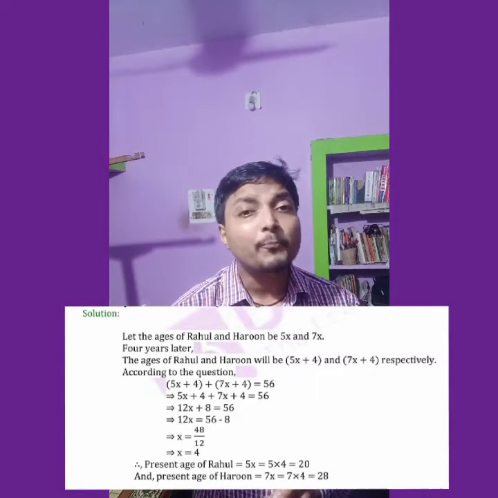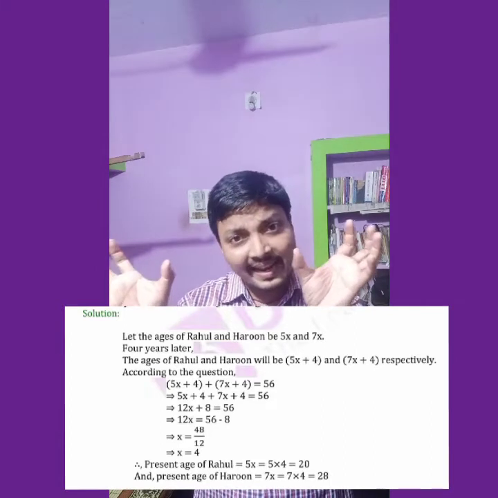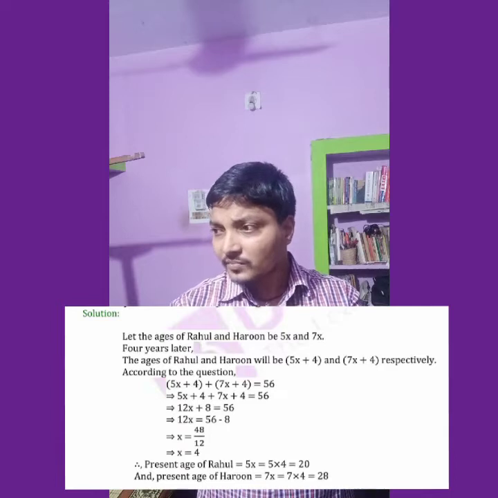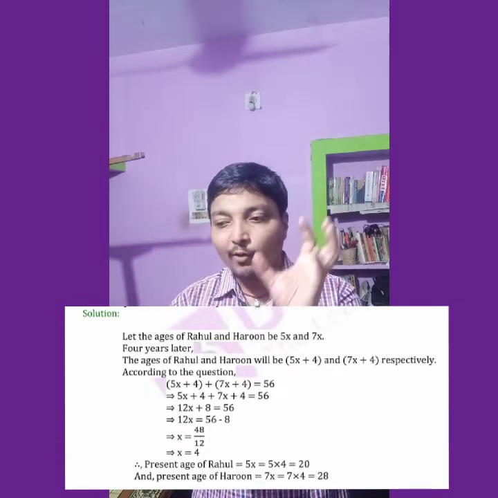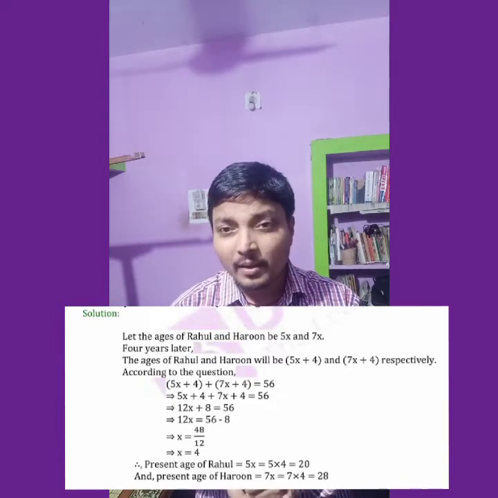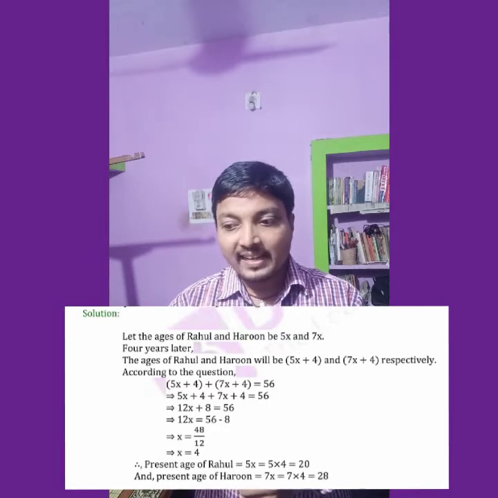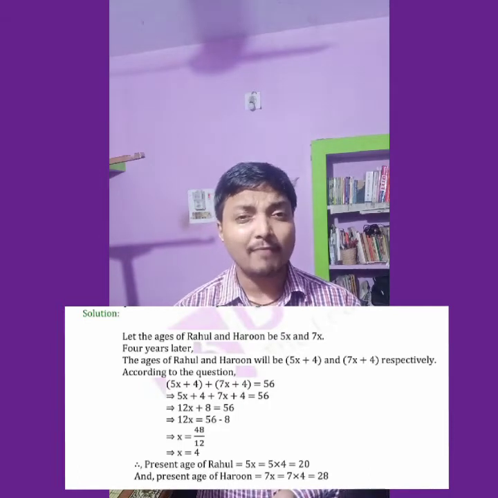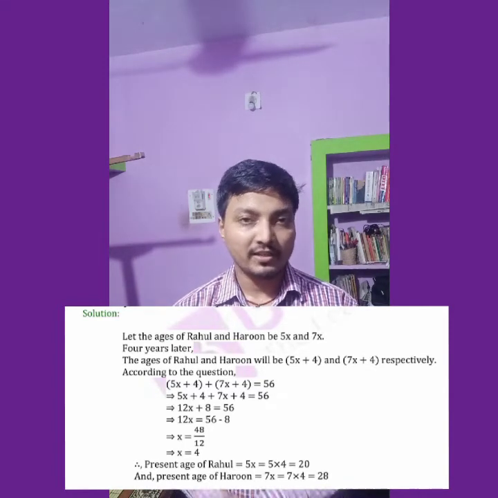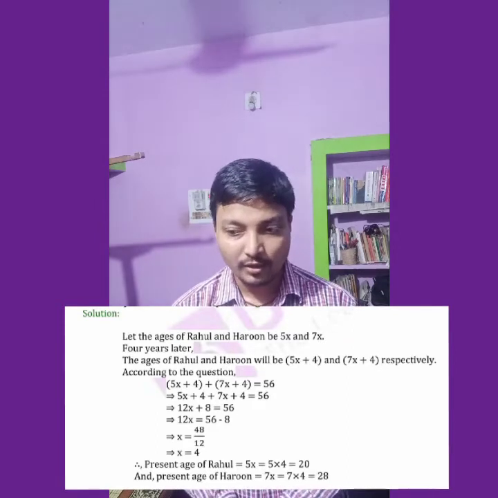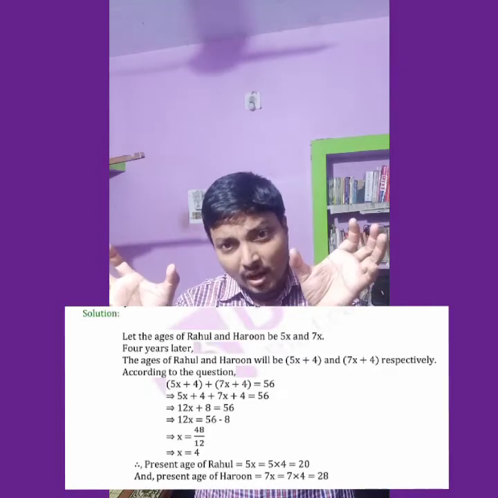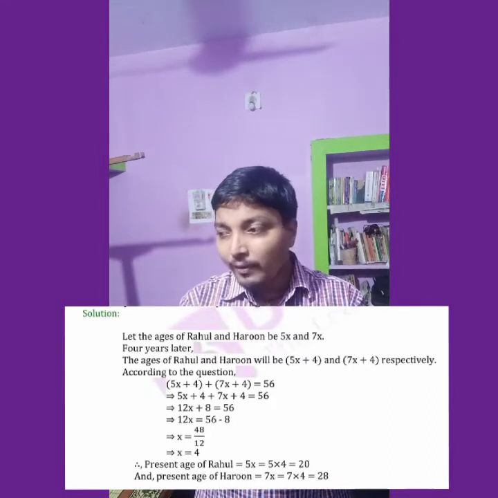It is given that after 4 years, the sum of their ages will be 56. Rahul's present age is 5x, so after 4 years, the age of Rahul will be 5x plus 4. Present age of Harun is 7x, so 4 years after, the age of Harun is 7x plus 4. So after 4 years, the sum of the ages of Rahul and Harun will be 56.